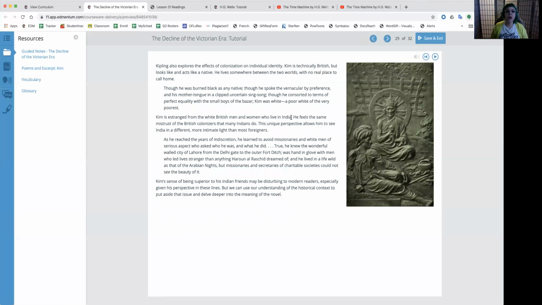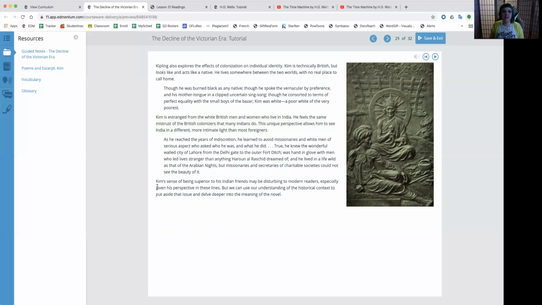And then he does not feel that he belongs with the British, because that's the second part of the question. What's the actual question? What does Kim think about the British who live in India? So he's estranged from the British white men and women. He feels the same mistrust that many Indians do. So the answers are right here.